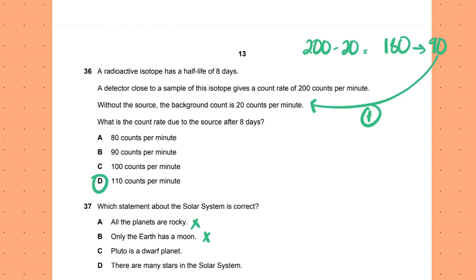Pluto is a dwarf planet. Yeah, Pluto is a dwarf planet. This is true. Pluto is classified as a dwarf planet. There are many stars in the solar system. Tempting, but this is wrong. There is only one star, which is the sun. Right?